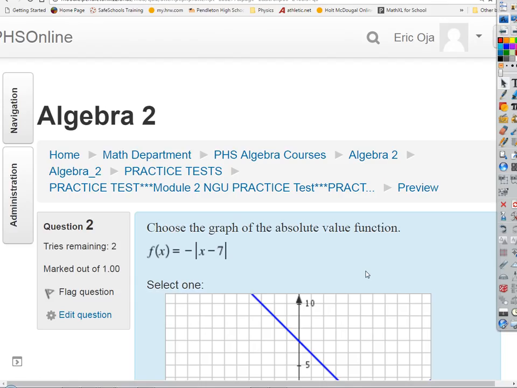Good, not -7, it's 7 because H is the number being subtracted from X, right? Remember, this is the tricky one. H is always going to have a sign that's opposite of that, right? So it's +7. So H, K equals 7. What's K? 0, because there's nothing being added or subtracted, right? So 7, 0. We got a slope of -1. Let's find that one.